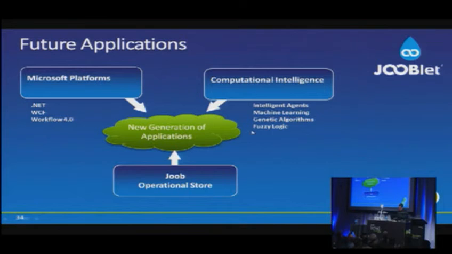So this insight that we have here, we have 3 main components that we believe are going to be required and quite useful to crack those applications. The first one, of course, at the base of it is JOOB, the operational store, with all the characteristics that I have been talking about. The other one is computational intelligence, and I could talk for a long time about this one, but I just want to scratch the surface about it.